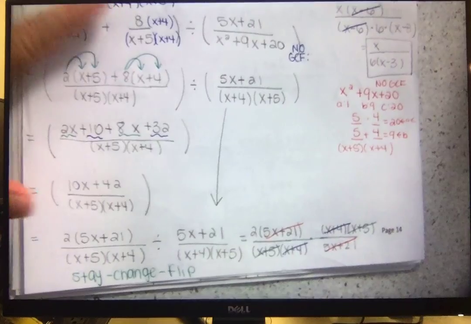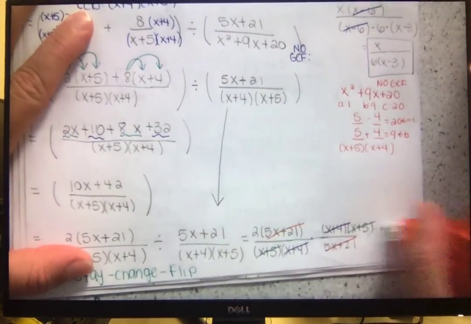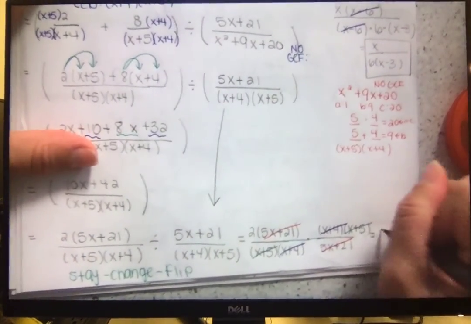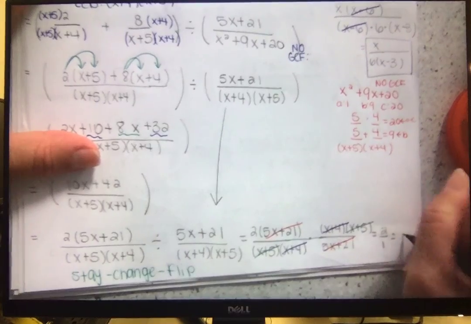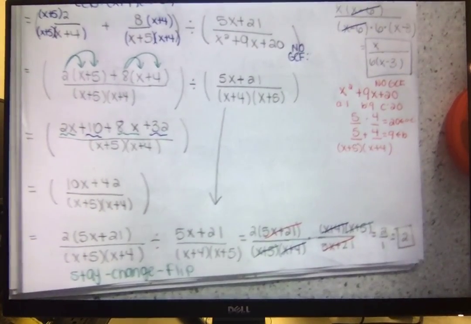After this whole crazy mess, what's left over up top? A 2. What's left over on the bottom? 1. All this crazy mess and our answer is just 2.